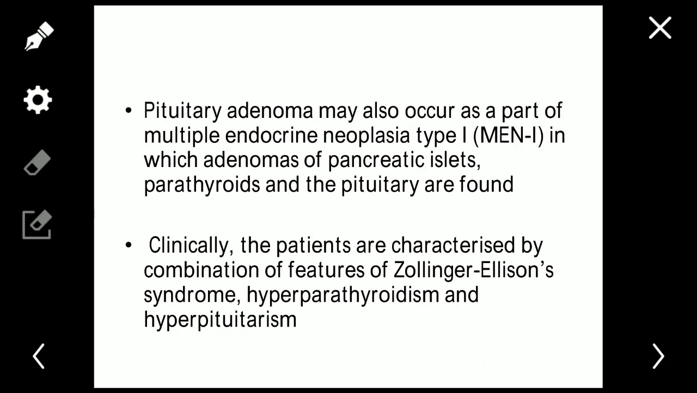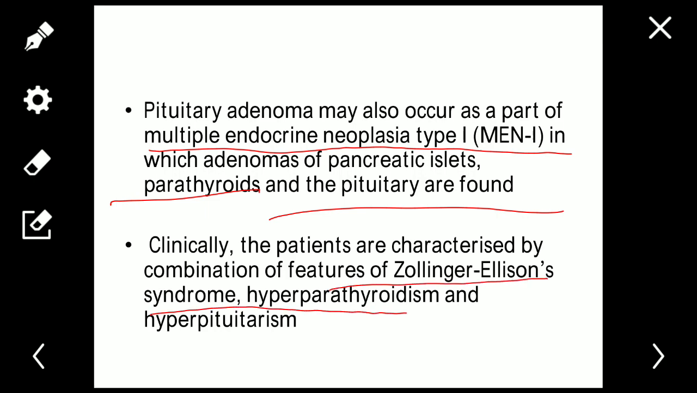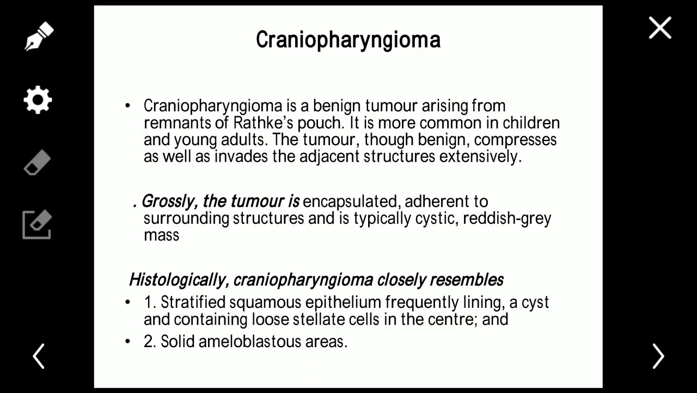Pituitary adenoma may also occur as a part of multiple endocrine neoplasia type 1, in which adenomas of the pancreatic islets, parathyroid and pituitary are found. So all three are there in MEN1: the three Ps, pancreas, parathyroid, pituitary. Clinically, the patients are characterized by a combination of features of Zollinger-Ellison syndrome, hyperparathyroidism and hyperpituitarism.